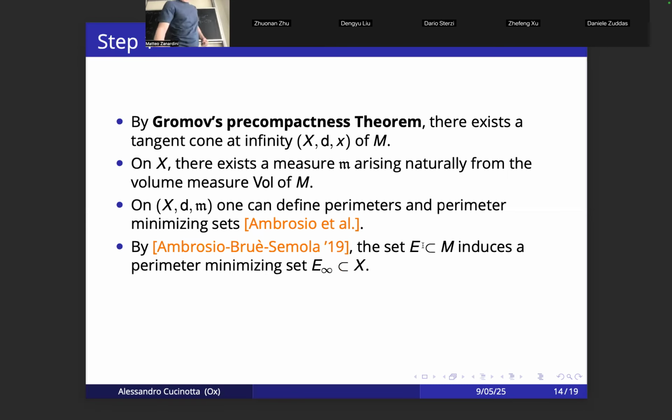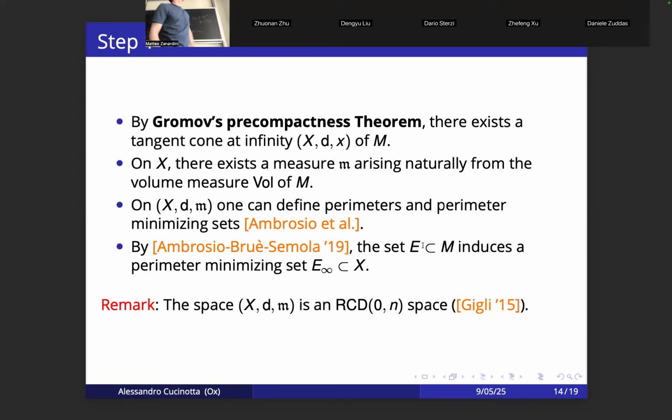And in particular, by a recent result of Ambrosio, Brué, and Semola, if we start from the set E in our manifold, then this induces a perimeter minimizing set in the tangent cone at infinity, perimeter minimizing with respect to the metric measure structure, and perimeter minimizing in the sense of Ambrosio and collaborators on metric measure spaces.